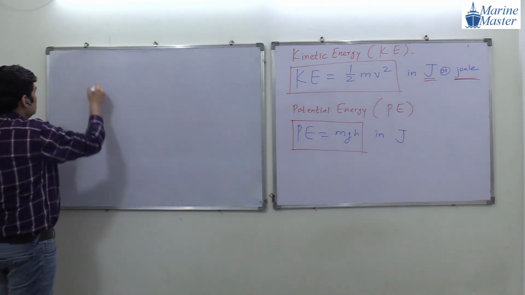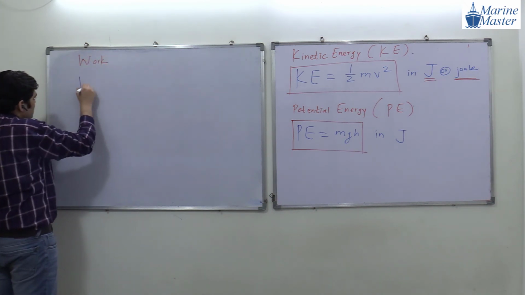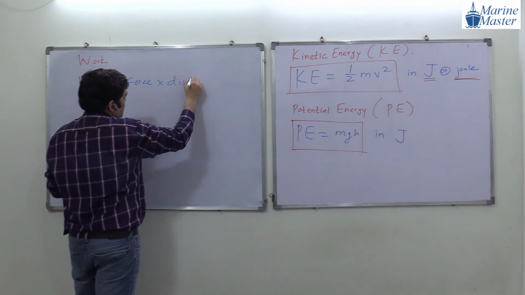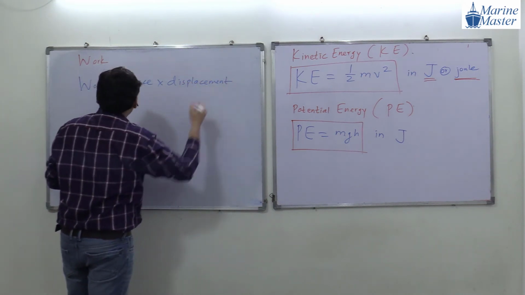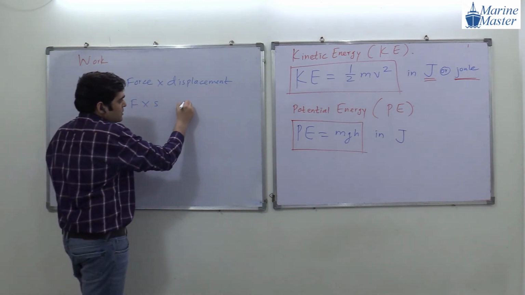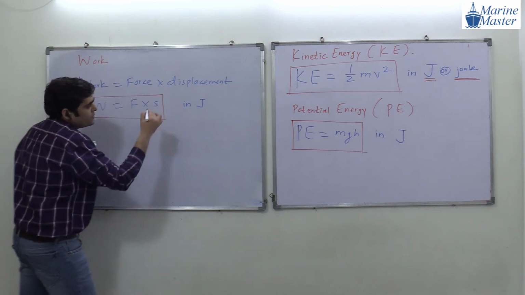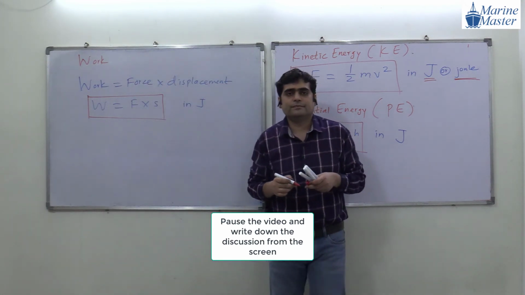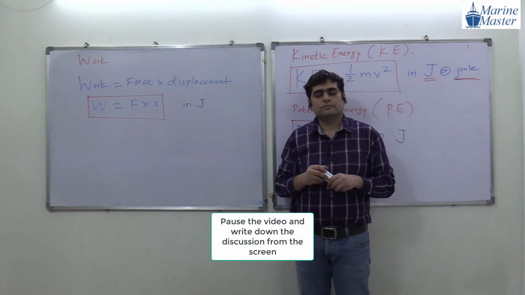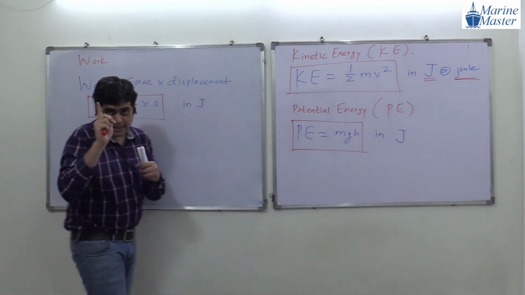Now the next term is work. Work is equal to force into displacement. So W is equal to F into S. Its unit is joule. Everyone write down, W is equal to force into displacement. Okay, work is completed.